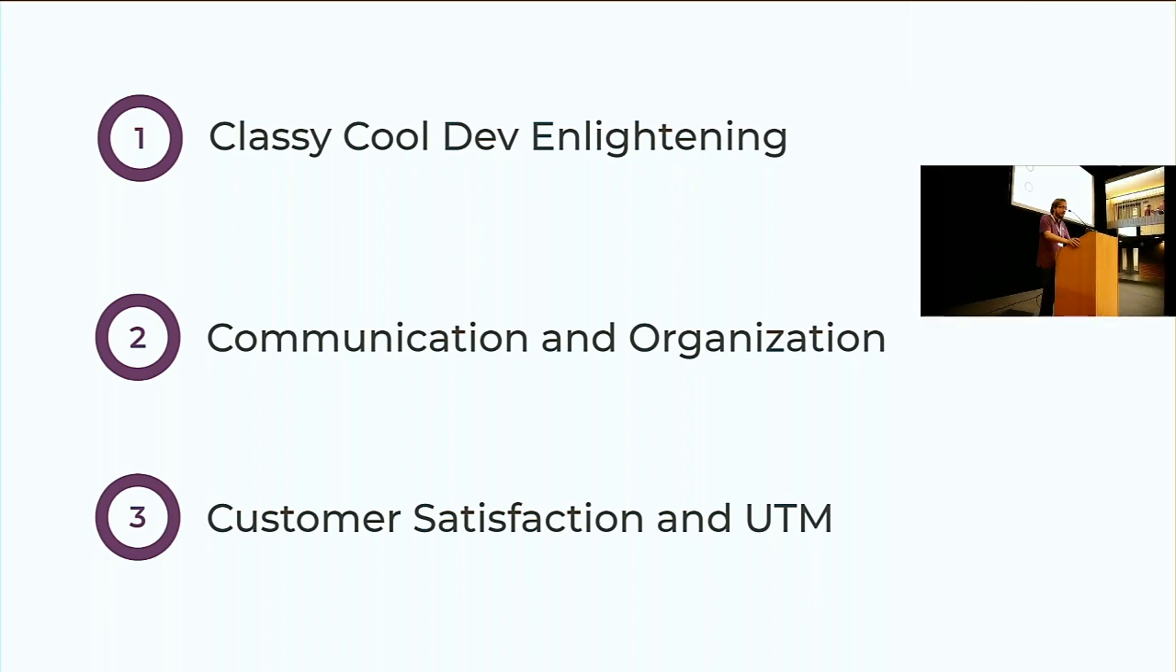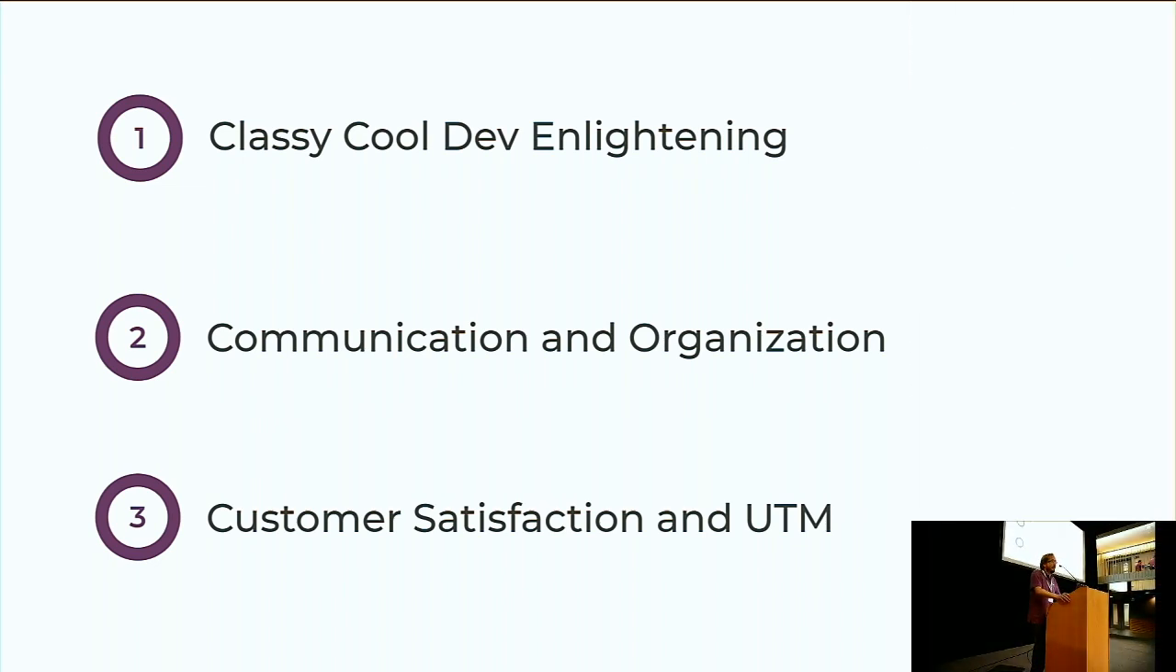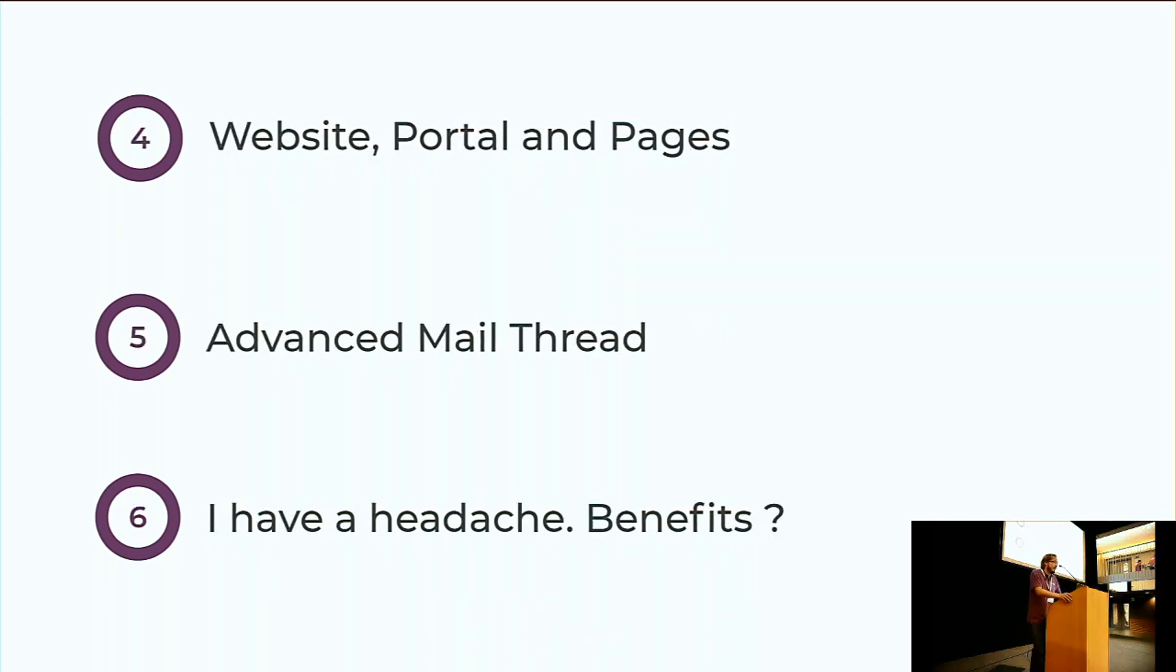Here is the outline of the presentation. First, I will give you a quick reminder of classical dev about mixins. Then I will present mixins in three main categories. The first one being communication and organization, activities and discuss. The customer satisfaction and UTM, so the rating and the marketing. Website, portal and pages, to control your document publication. Then if I have some time, which I don't, I will show you some advanced mail thread features, just to show you how you can go deeper in the mail thread, and to give you the code bits to do it. And finally, a small conclusion.